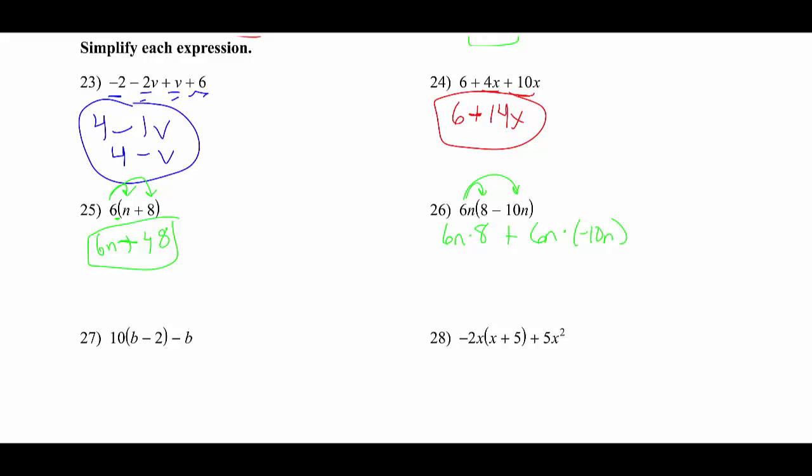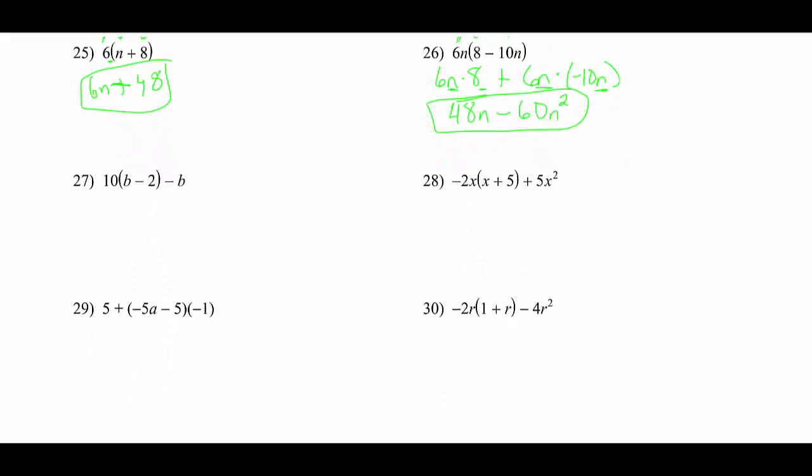6n times 8, you multiply the numbers together, and you get 48n, because this had an n and this doesn't. It gets n. But this other one, 6 times negative 10 is negative 60. So I'll put minus 60. N times n is n squared. If you think about it, that's the whole definition of what n squared is. It's n times n. Just like 2 squared is 2 times 2. So that is our answer because n and n squared are not like terms. You cannot put n and n squared together. N squared can go with other n squareds, but it can't go with n's.